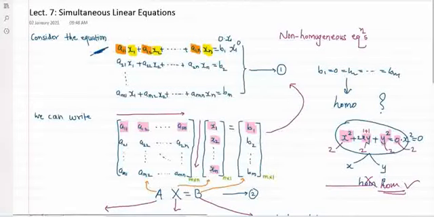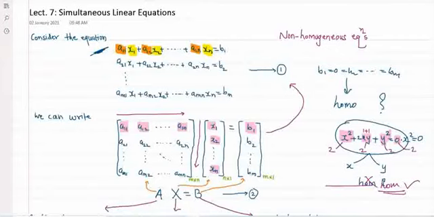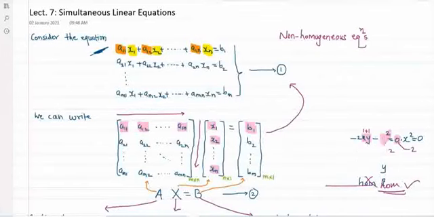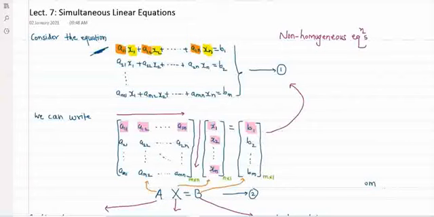खूप अवघड चाललंय. अवघड चाललंय? Is it clear or not? I am explaining the definition of homogeneous and non-homogeneous. Okay. So if B1 is there, then the degree of that term becomes 0. So that's why it is a non-homogeneous system.